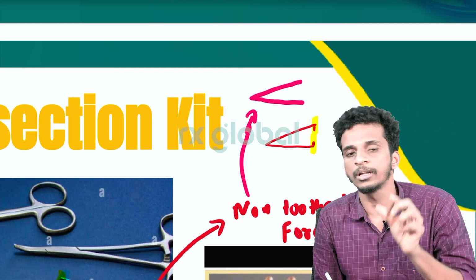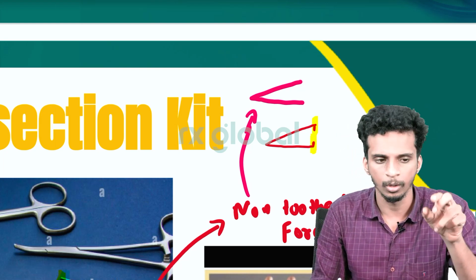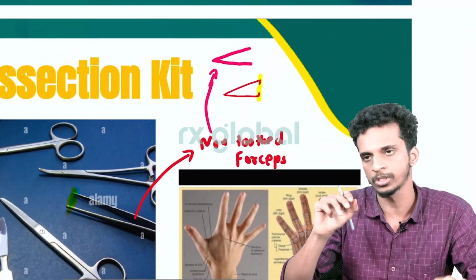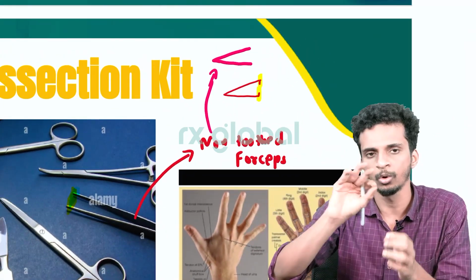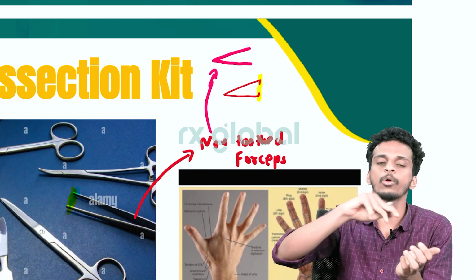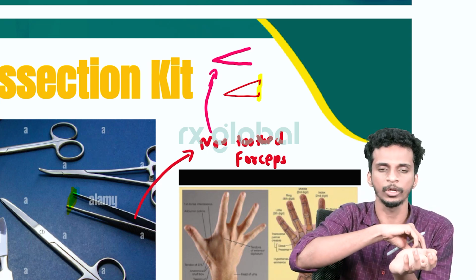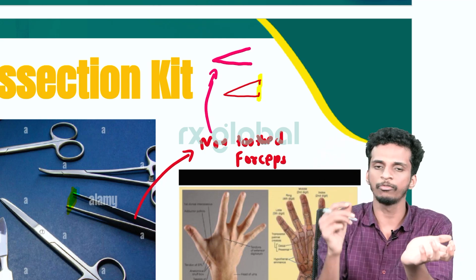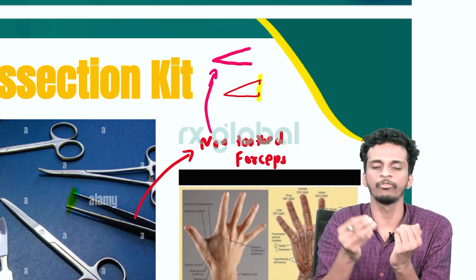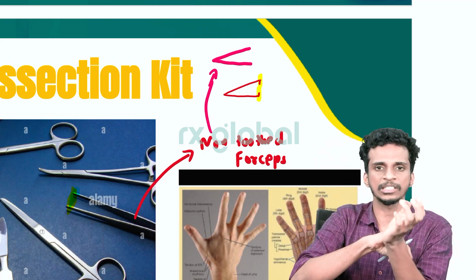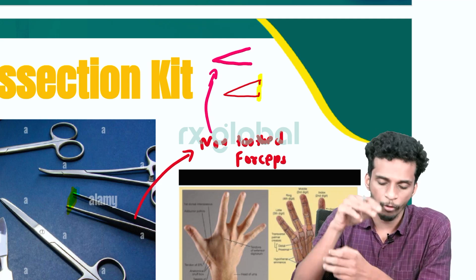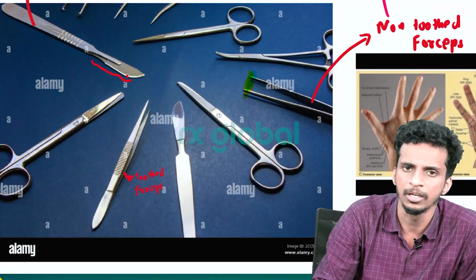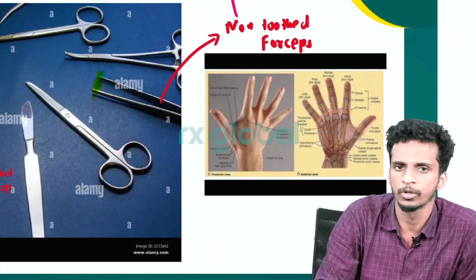Basically, we use forceps to hold certain structures. To hold tough structures like skin, you cannot hold it with a non-toothed forceps. It gets slipped away. If you have a soft end on your forceps, you cannot hold tough structures like skin. So for that purpose, we need a toothed forceps. We cannot use a non-toothed forceps there.